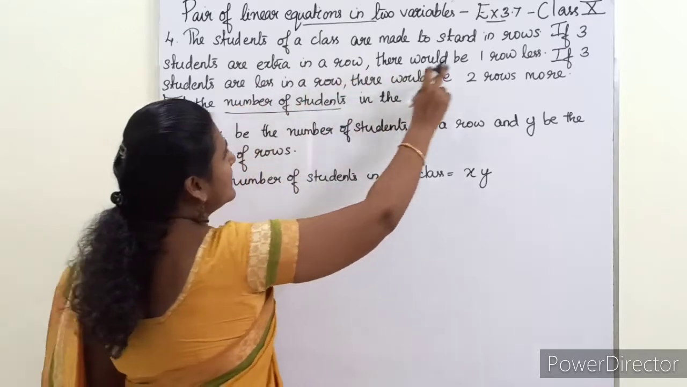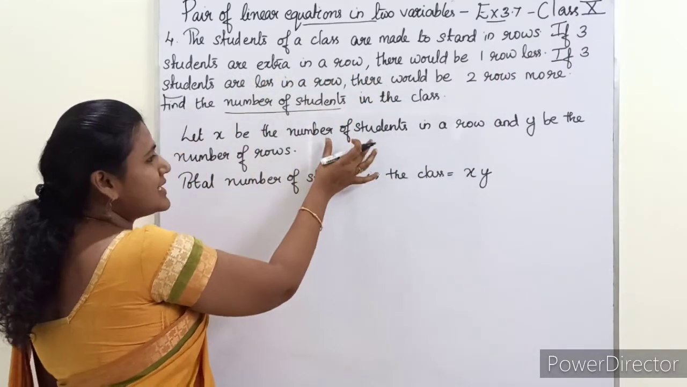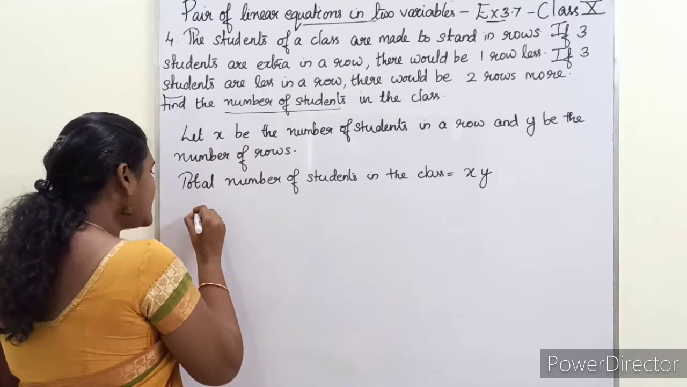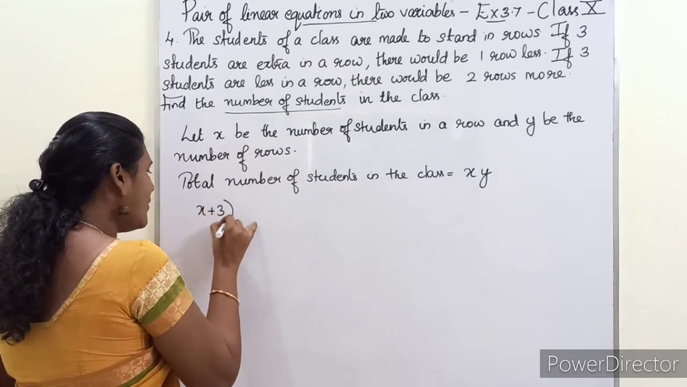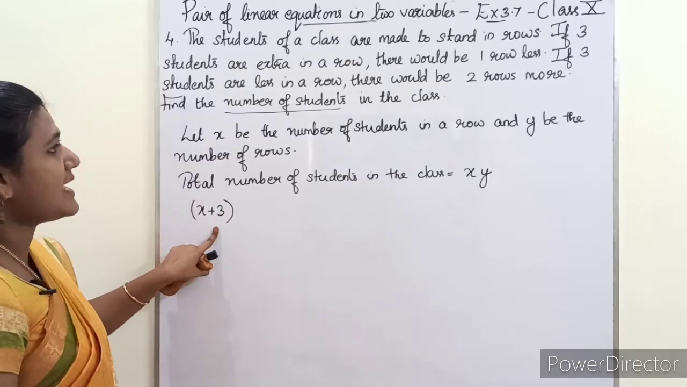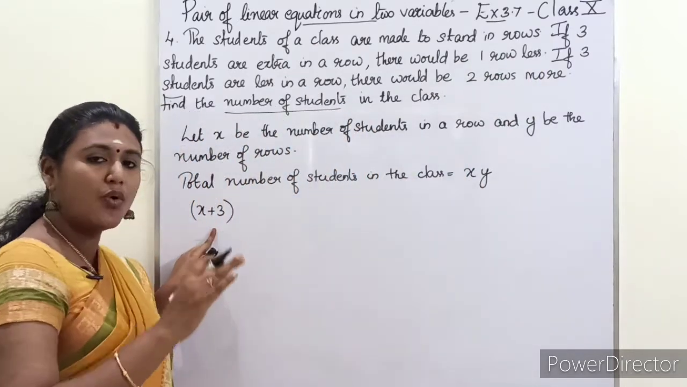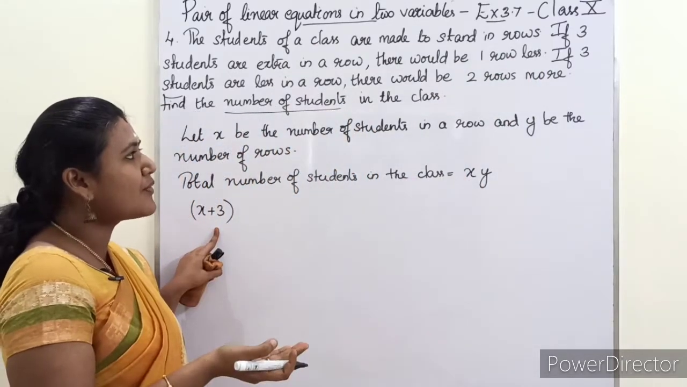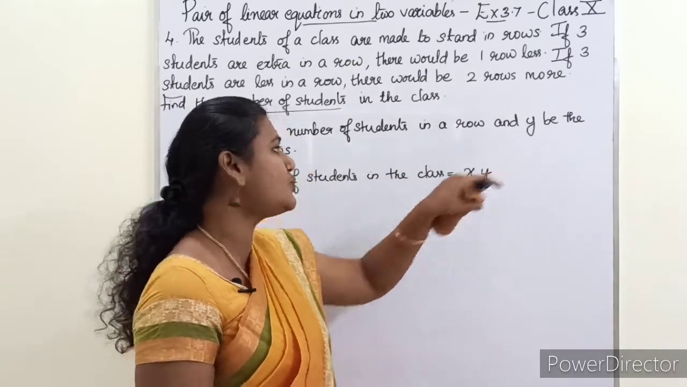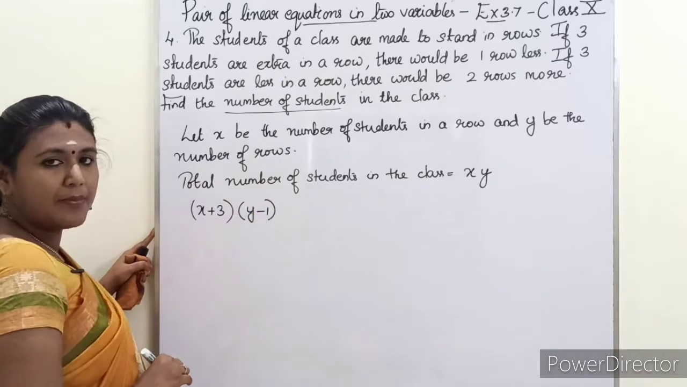First we will read: if 3 students are extra in a row. What is the number of students in a row? We have taken it as x. If 3 students are more in that row, the number of students is now x plus 3. In that case, there would be 1 row less. So the number of rows will be 1 less than the actual number of rows, that is y. So the number of rows will be y minus 1.